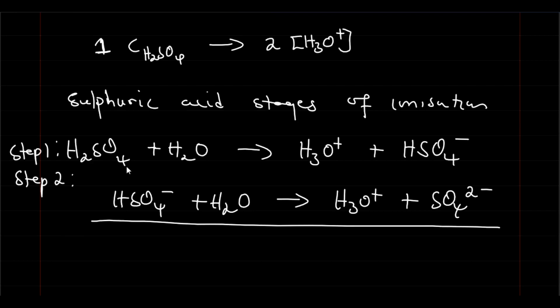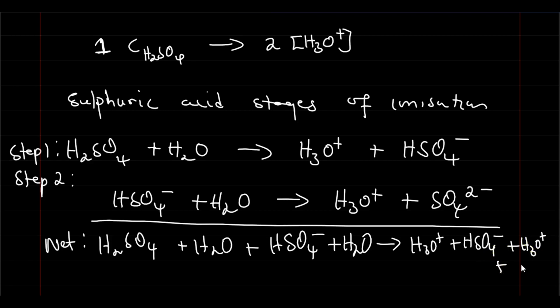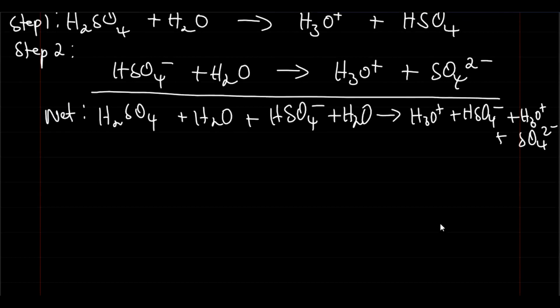So if these are stages or parts of ionization, we can have a net ionization reaction. Net means that I'm going to add both reactions together. So if I add the top and the bottom, I will have H2SO4 plus water, plus HSO4 minus plus the water again, giving us what? Giving us hydronium plus HSO4 minus plus another hydronium plus what? Plus sulfate ion.